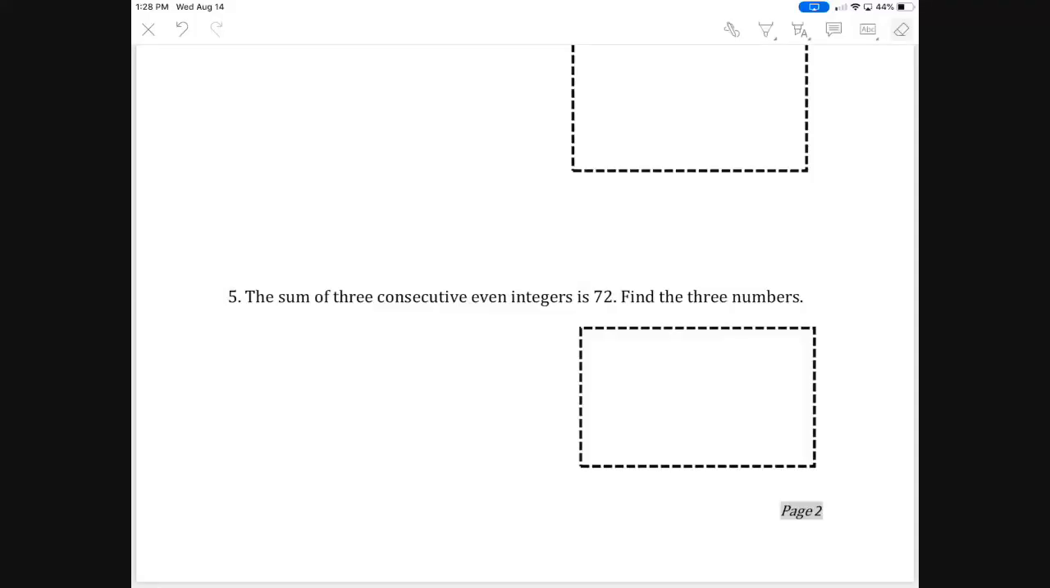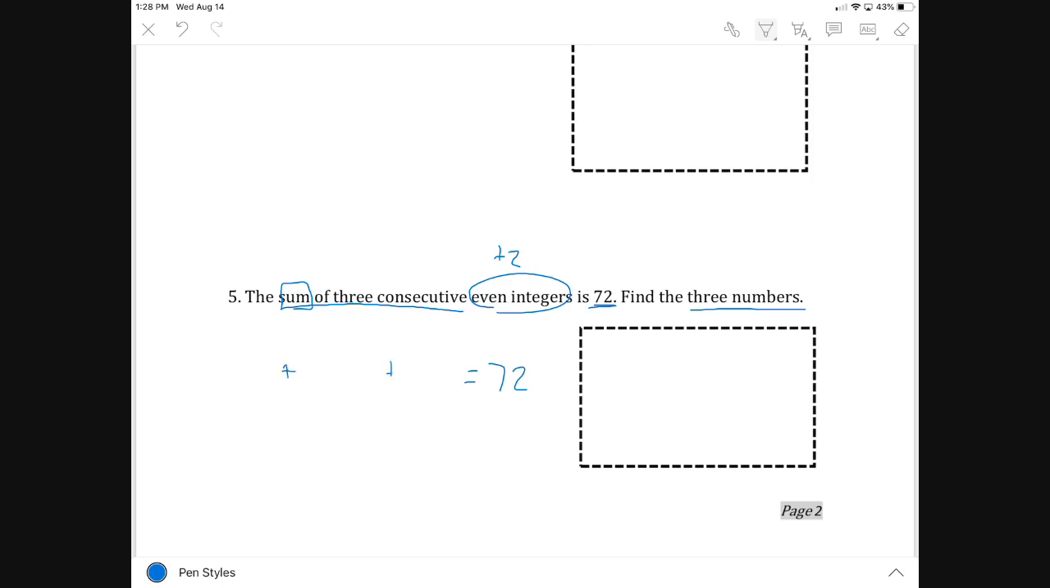Okay, so for our last problem, we're going to be going over something a little different. The sum of 3 consecutive even integers is 72. Find the 3 numbers. So we know even integers are just plus 2 every time. We're finding the sum, so we know we need to equal 72. So we need 3 terms that add up to be 72.